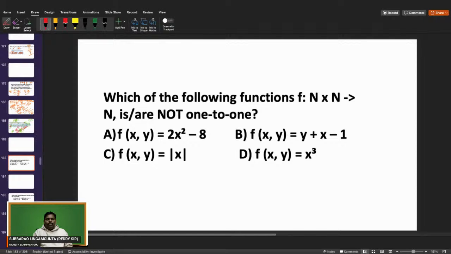Everyone try. Which one of the following functions is not 1 to 1? Can you try this? Can everyone try?